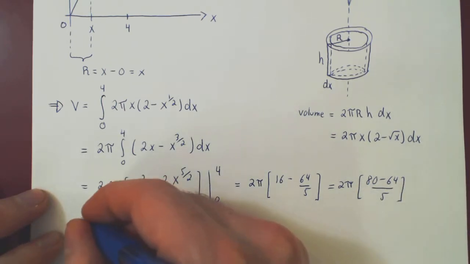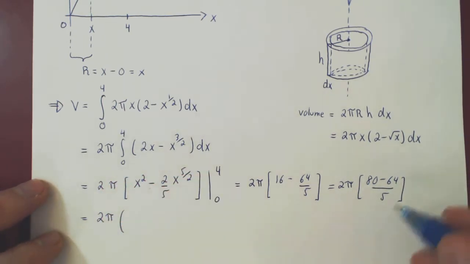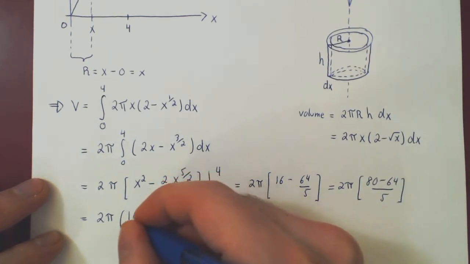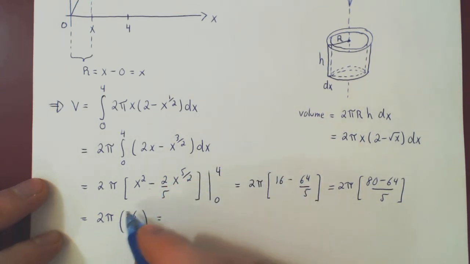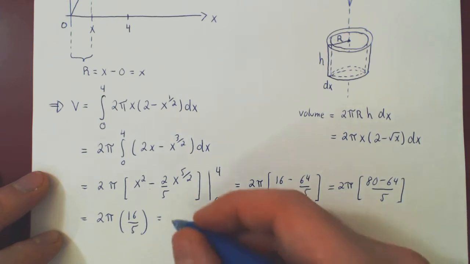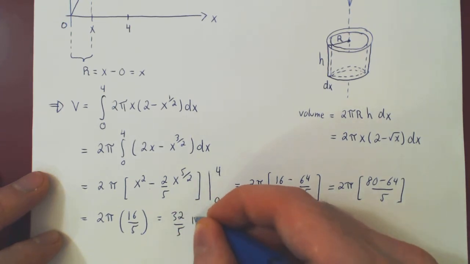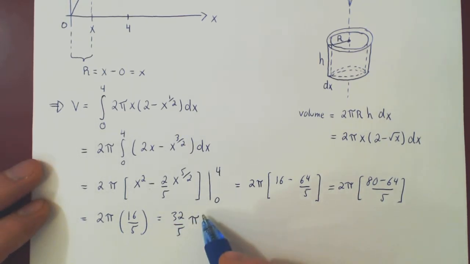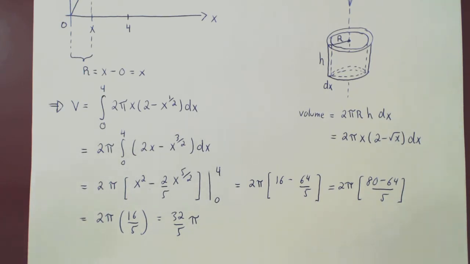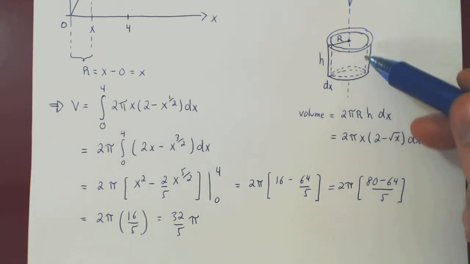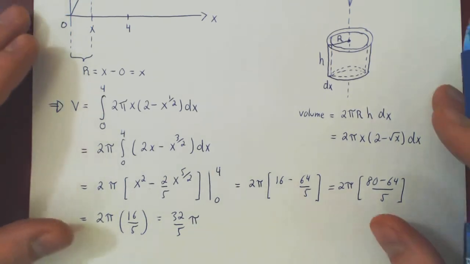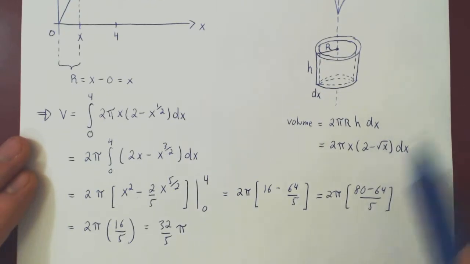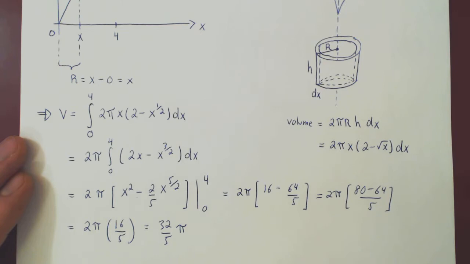Eighty minus 64 is 16. And so we have here 16 over 5. And if you multiply 2 by 16 over 5, you get 2 times 16, 32 over 5 times pi. And good news, this is the exact same answer we obtained in our previous video where we used a disk instead of a cylindrical shell. But in both cases, we find that the volume of our complete solid of revolution is exactly 32 over 5 pi units cubed.